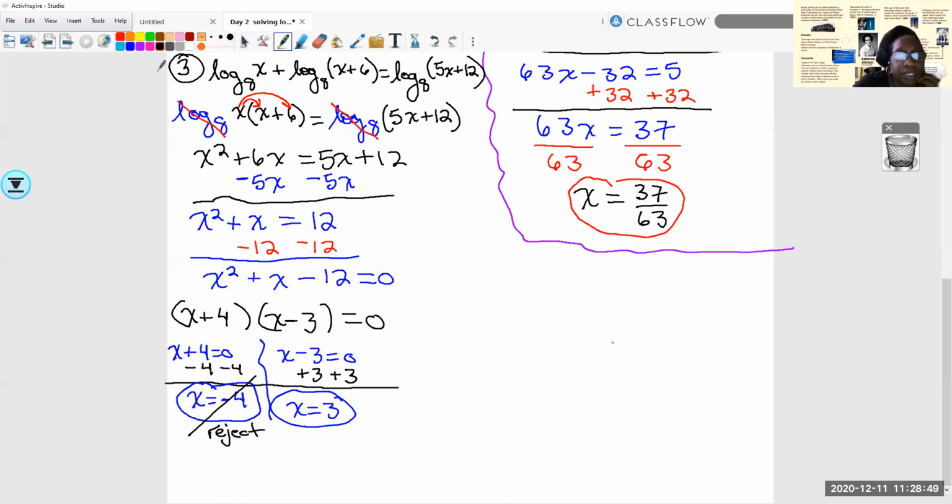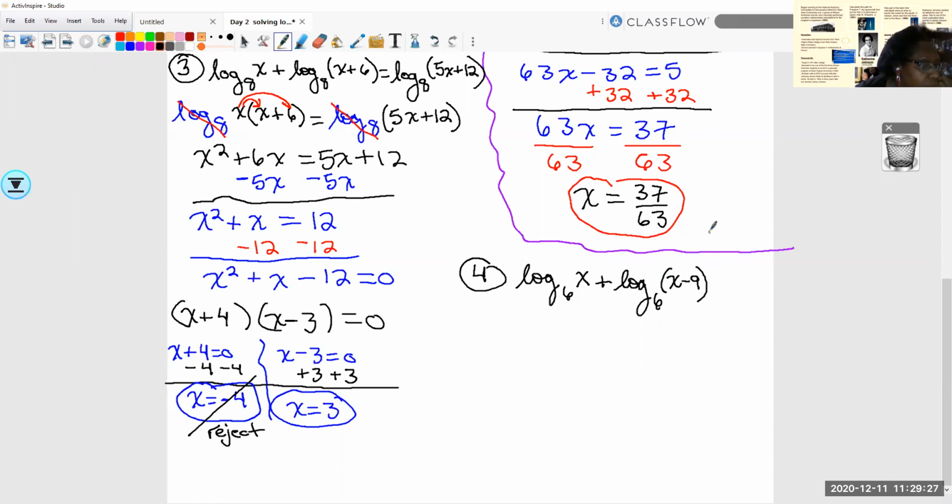No. All right, last one on this page. We got some more on the back for our practice. All right, let me write the problem first. Then let's see. It's 4, and 4 is log base 6 of x plus log base 6 of x minus 9 equals 2.